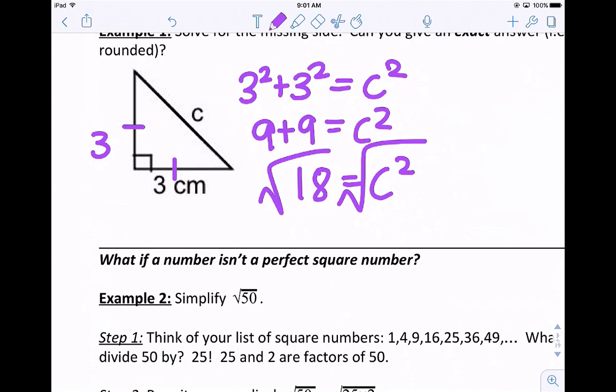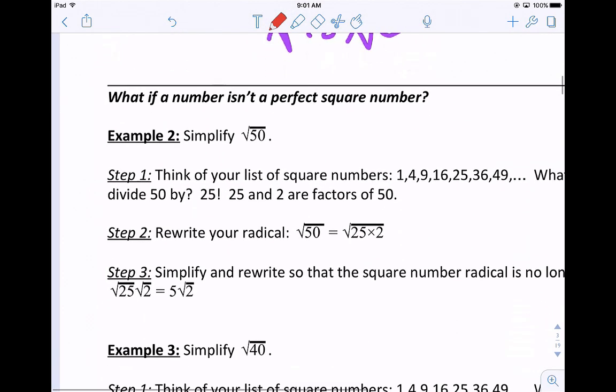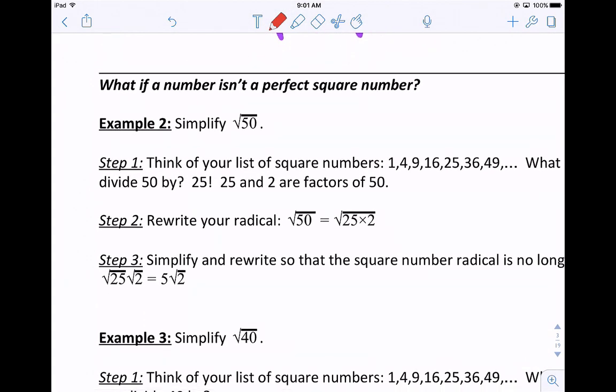But the question is, how do we rewrite that so it's an exact answer? No decimals. That's what we're going to investigate next, and then we can come back to this problem and finish. So here, what if a number isn't a perfect square number? How do you get an exact answer?